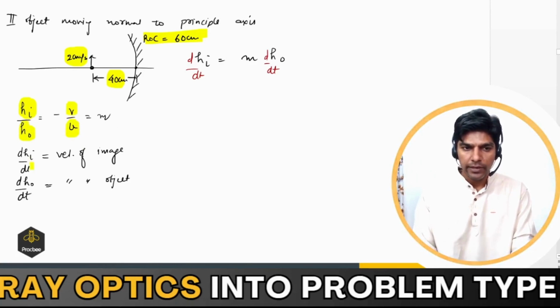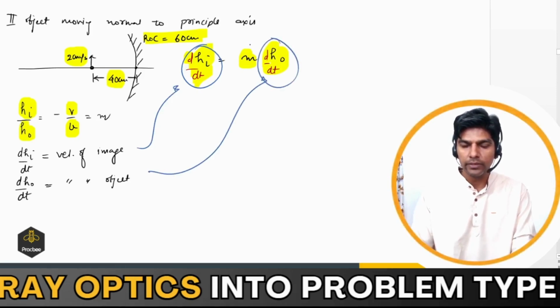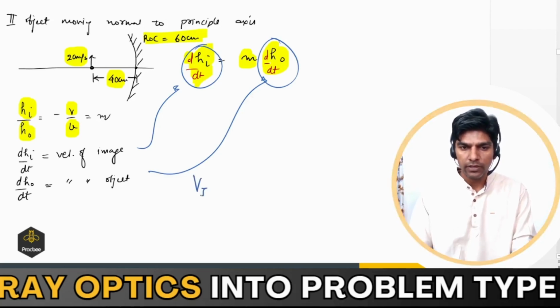So we can say height of the image, if I rearrange the terms, we'll get dhi by dt is equal to m times dh naught by dt, where dhi by dt is nothing but the velocity of the image, and dh naught by dt is the velocity of the object. So by using this, we will get the answer. So we can say velocity of the image is equal to minus v by u times velocity of the object.